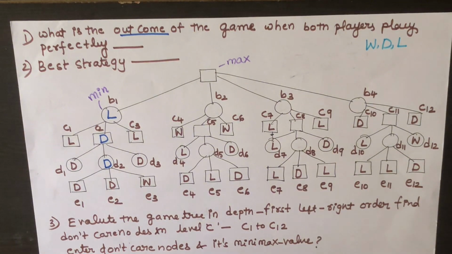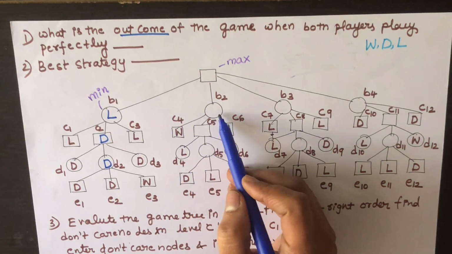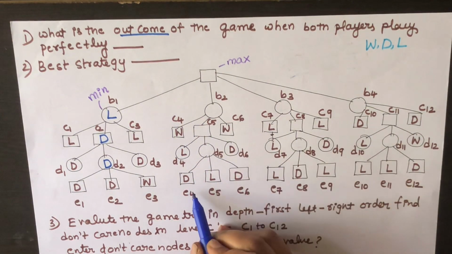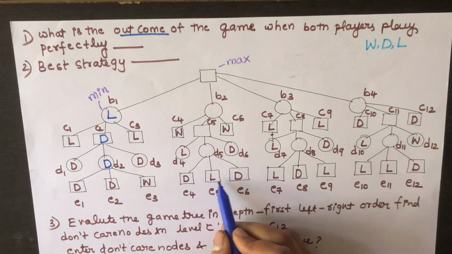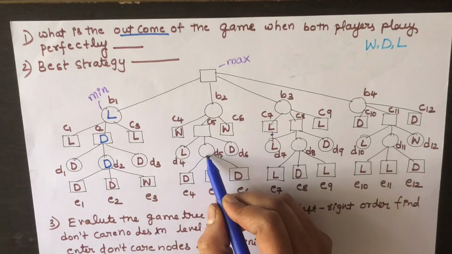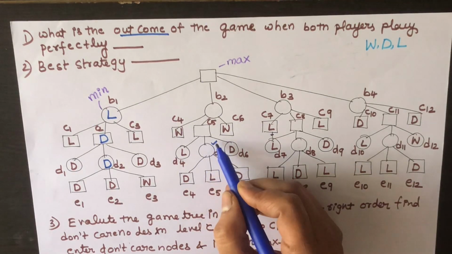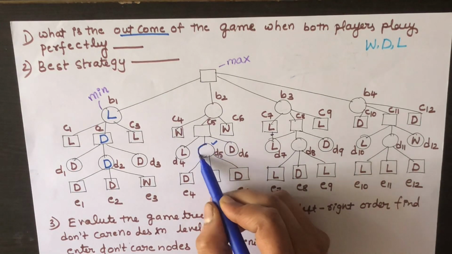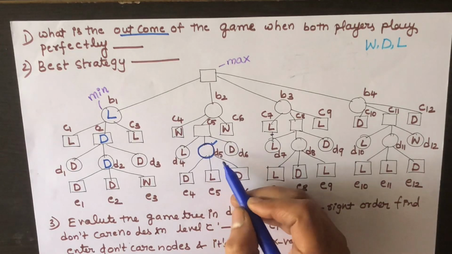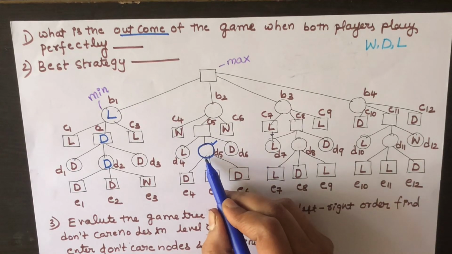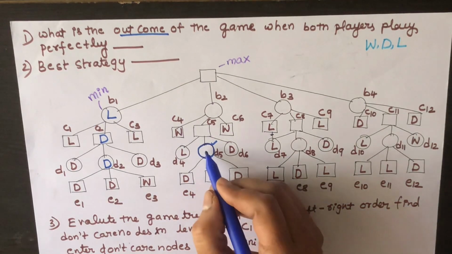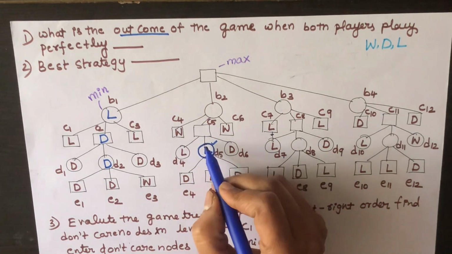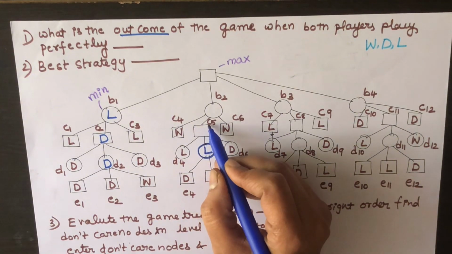Okay. Next come to this branch. This branch has leaf nodes E4, E5, E6: draw, loss, draw. Next solve this node. This node is the minimum node, D5. The minimum node selects the minimum value from all the children. Draw is the maximum value, so L is the minimum value. So it selects L.